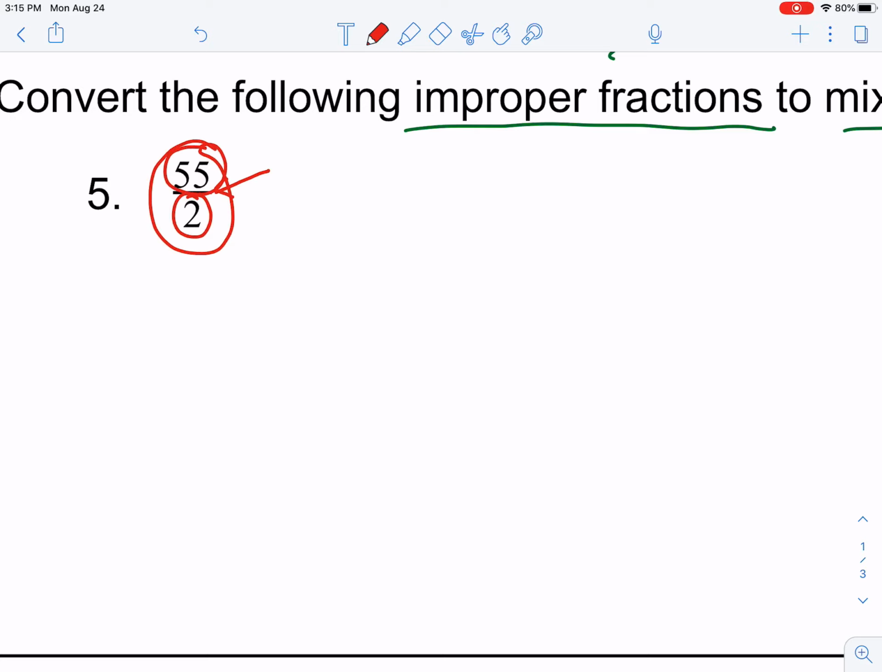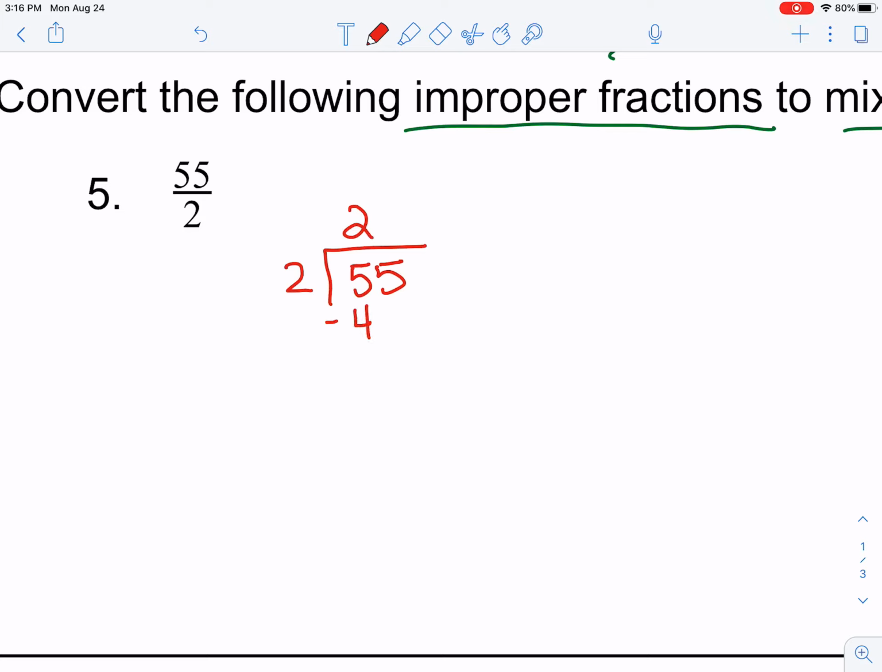So whenever you have a fraction like this, you just need to convert it into a mixed number by dividing. So top dog goes in the house, so 55 is in the house, which is our dividend, and then our denominator will always be our divisor. All right, so I'm going to start dividing. 2 goes into 5 2 times. 2 times 2 is 4. Subtract it, bring down the 5. 2 goes into 15 7 times. Subtract it, and you get a 1.